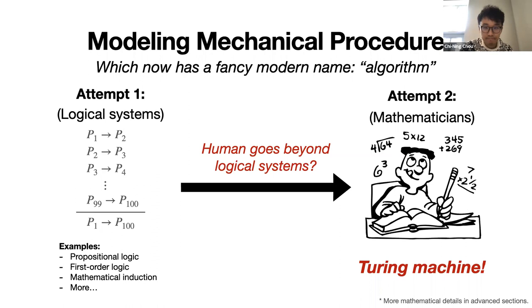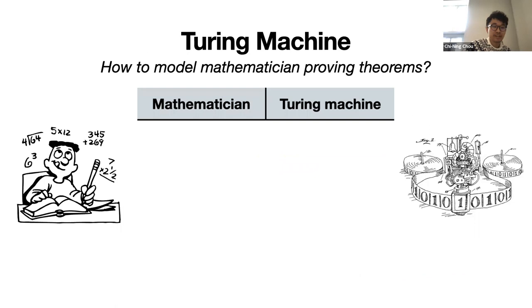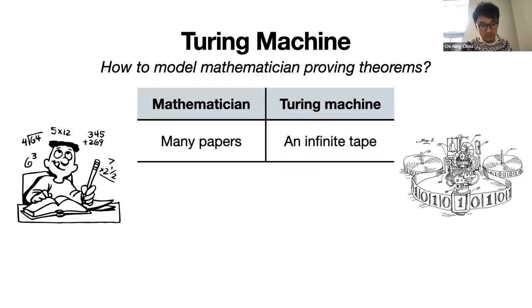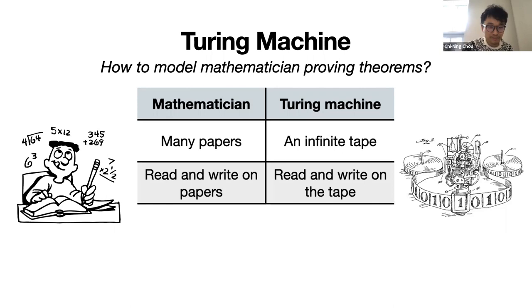Okay, so what is a Turing machine? As I promised in the previous slides, you can think of a Turing machine as an analogy to a mathematician doing calculation. We can try to make this analogy more elaborate. What mathematicians do is they have a bunch of papers they can write on. In Turing's formulation, the Turing machine has a lot of tape. It can write things on the tape. A mathematician writes and reads on the papers, and the Turing machine similarly can write and read on the tape.